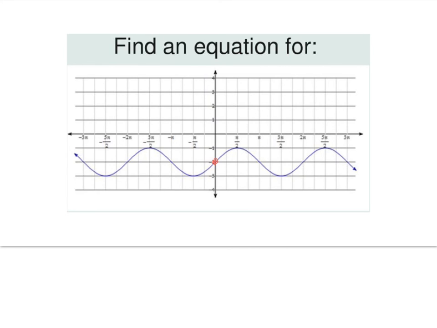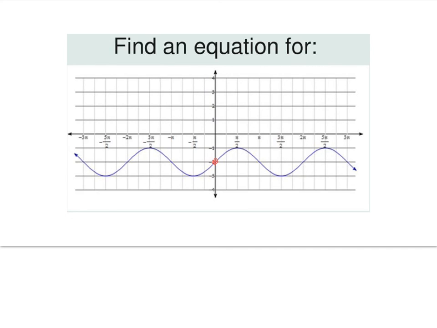This one is going through the starting point, so I know I'm going to use which one, sine or cosine? Which one starts at 0? Sine, okay? So this is going to be a sine. Then look at your amplitude. Is it still 1 or did it change? And then look, is it moved horizontally or is it moved up and down?